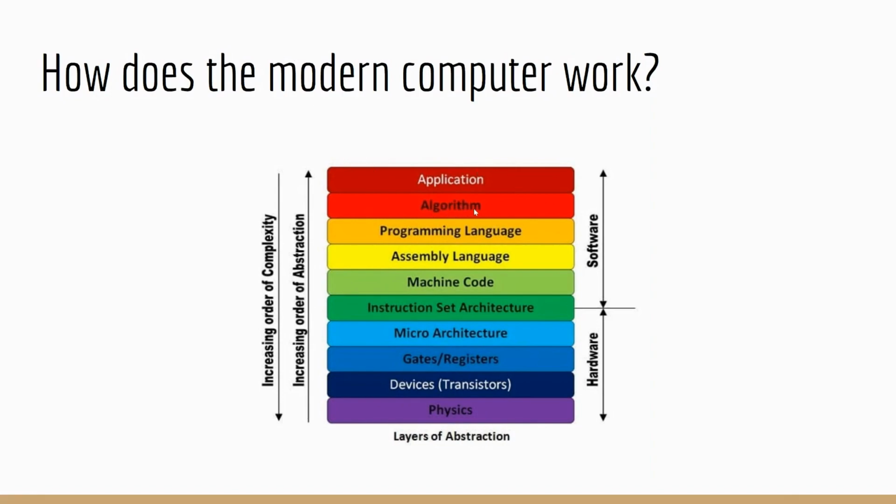After that, you have the algorithm. That's the next layer of abstraction beneath it. And then you have the programming language. The programming language is what you and I generally code in, such as C++, Java, Python, JavaScript even. What these languages generally do is that they come into two categories. The first one is a compiler-based language, and the second one is an interpreter-based language.